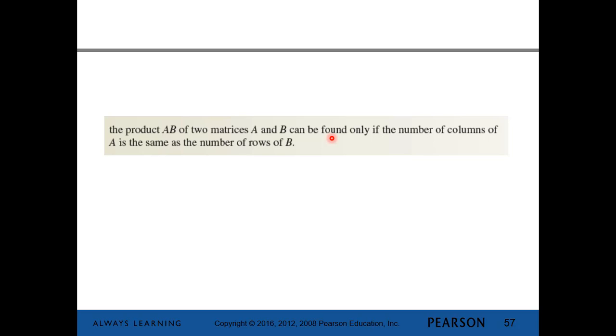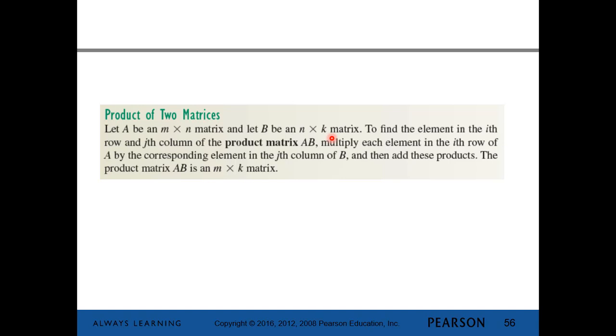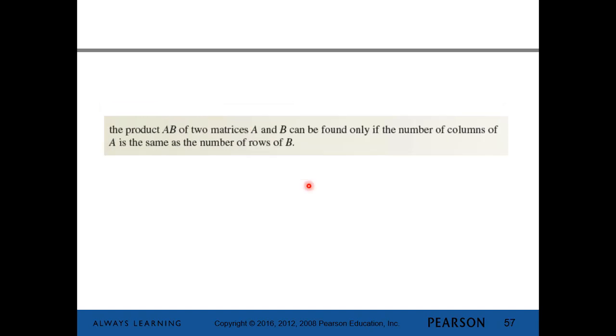So the product AB of two matrices, A and B, can be found only if the number of columns of A is the same as the number of rows in B. And that's exactly what this is saying. Okay. Notice that this is the same as this. The number of columns in matrix A is the same as the number of rows in matrix B. And that should always be the case. If it's not the case, there is no solution. Cannot do it.